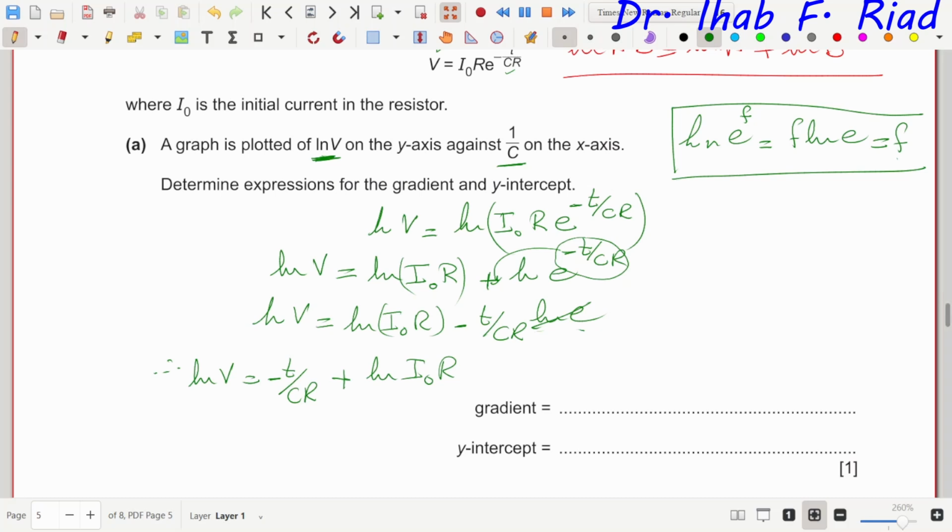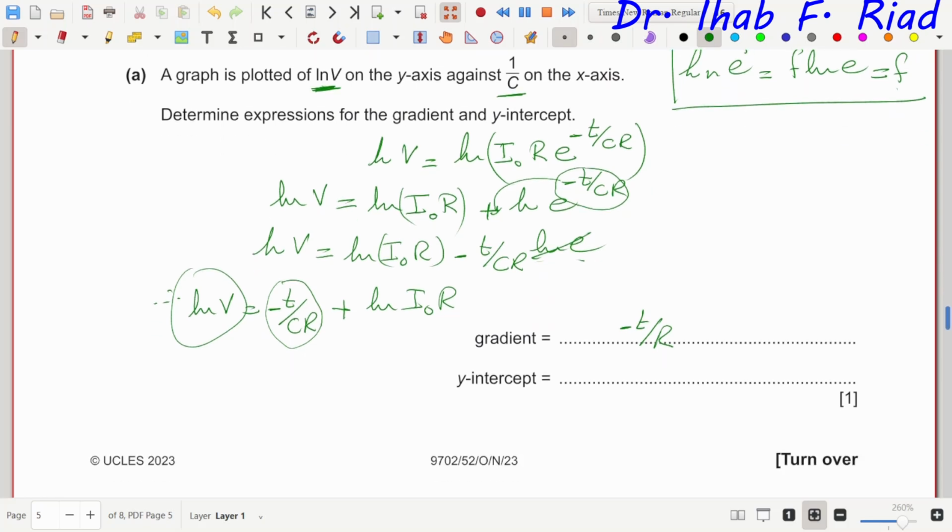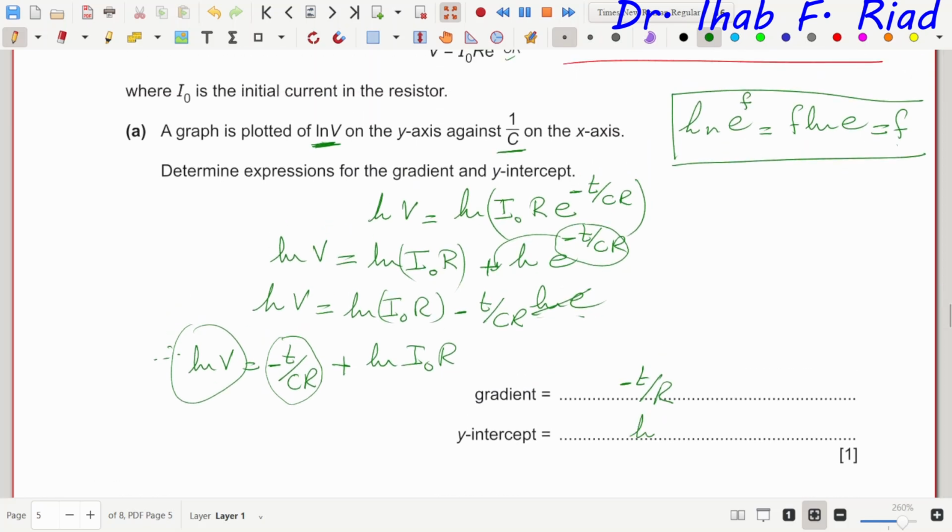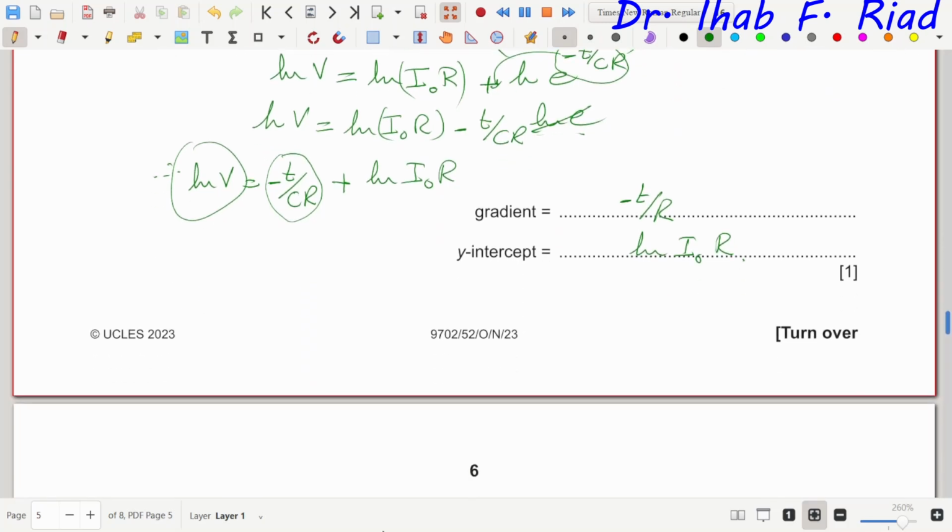Okay, and he's telling us that we need ln V on the y-axis and 1 over C on the x-axis. So the gradient, if we take a close look at this term, is minus T over R. The y-intercept is ln I naught R. I hope this is clear for you.